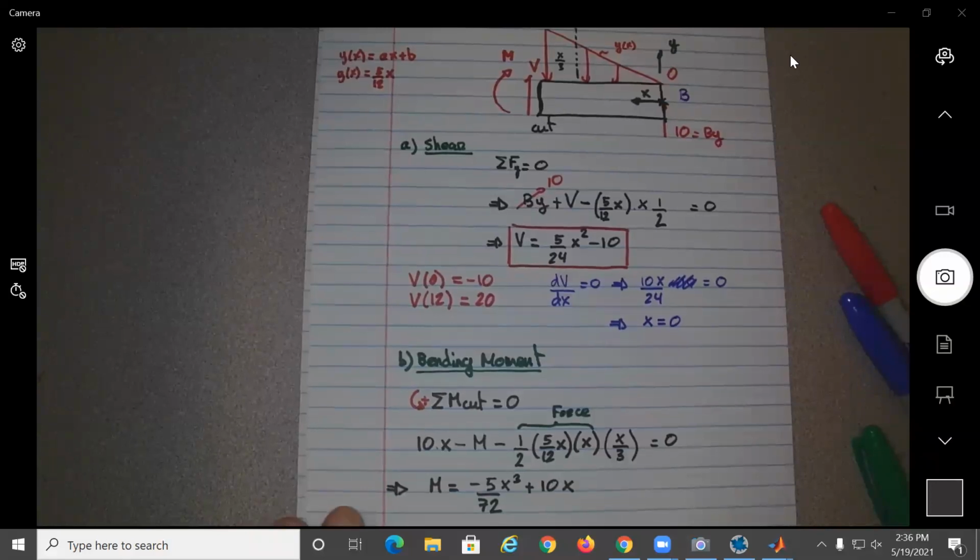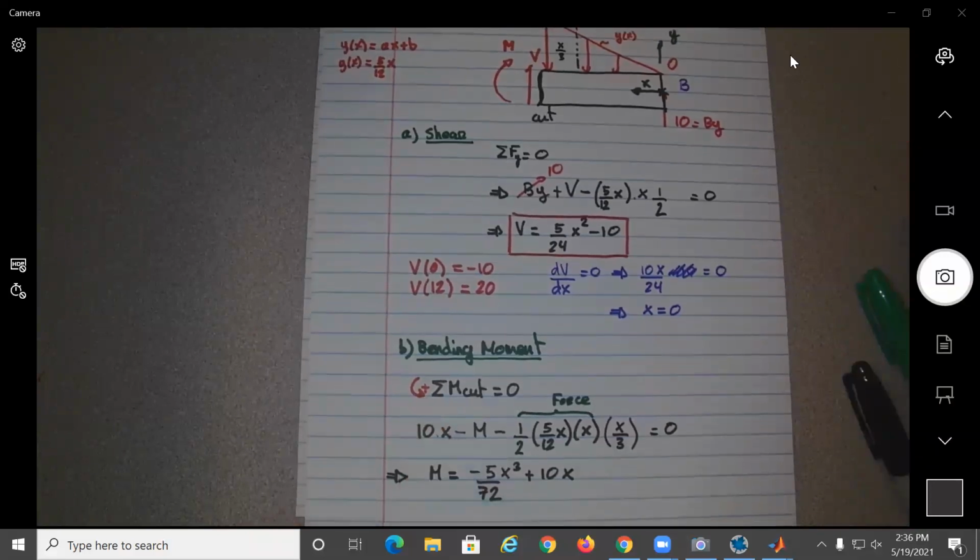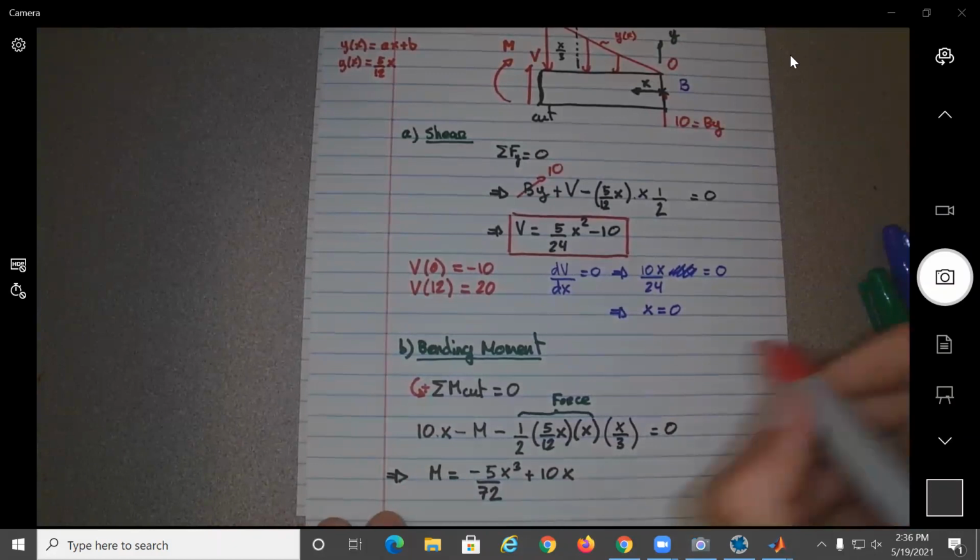Okay, I mean, there's nothing wrong. Maybe I should be a bit smarter and select positive going clockwise, but it doesn't matter. All right, so we get the expression for M over here.